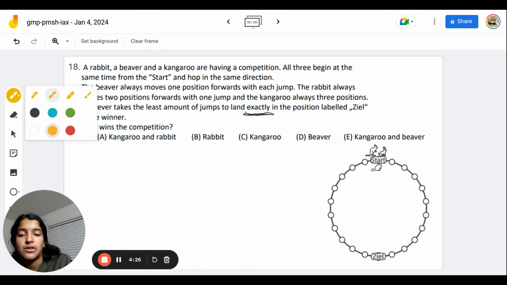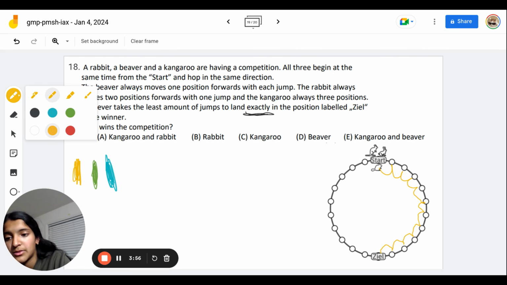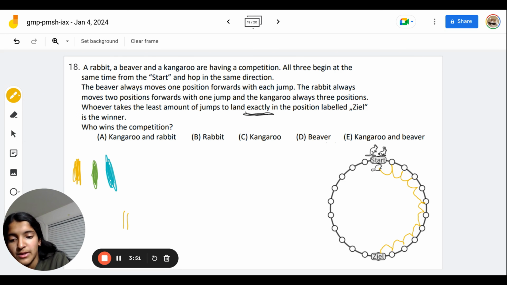So let's assign colors. So the beaver will be yellow, our rabbit will be green, and then our kangaroo will be blue. Let's start with our beaver. So our beaver always moves 1 position forwards for each jump. So we see 1, 2, 3, 4, 5, 6, 7, 8, 9, 10, 11. So Beaver takes 11 jumps to get to where he needs to go. So let's put that down, 11, okay?